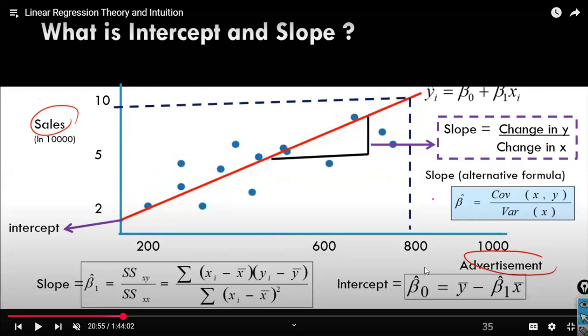And somebody is asking you, what if I invest $800 in advertisement? What is the estimated sales? In that case, you need to draw a line vertically here, and then draw a line horizontally, okay. Both these lines should intersect with this line, okay. You need to do it this way, okay.